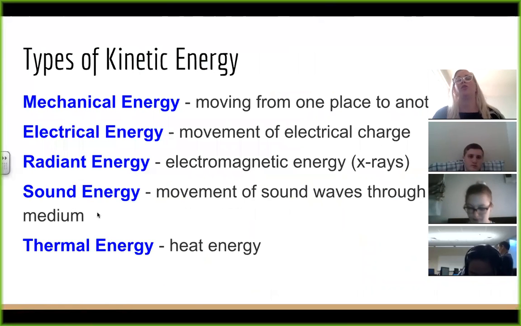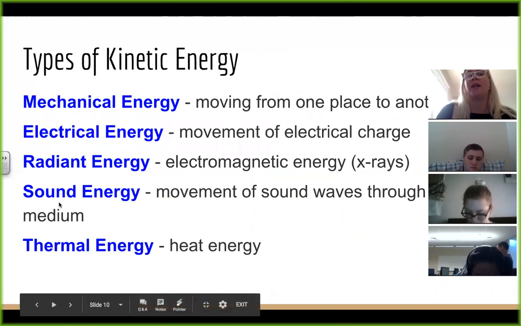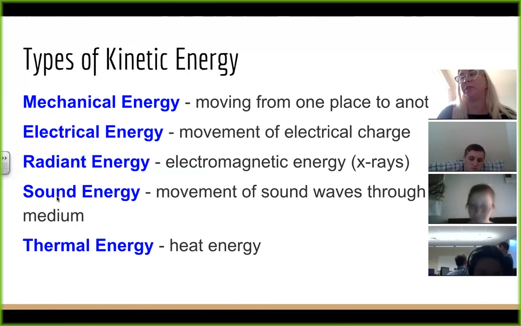So, types of kinetic energy. This is kind of common sense in a way, just trying to get what these words mean. We have mechanical, electrical, radiant, sound, and thermal energy, right? Some of them are kind of obvious. Sound energy is the movement of sound waves. Radiant energy, that's electromagnetic rays. If you remember what those are from physical science, that's your X-rays, your radio waves, your gamma rays, your light energy.